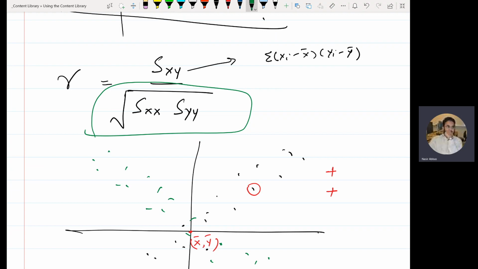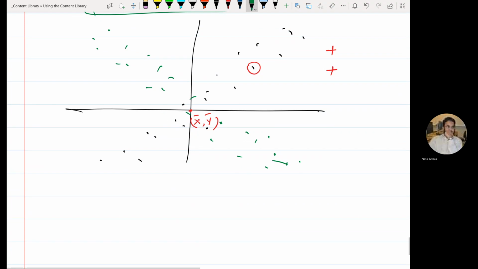Something close to -1 means what? A very strong linear negative relationship. Something close to +1 is what? Strong linear positive relationship. Something close to 0 is what? Weak or no linear relationship. Yes.